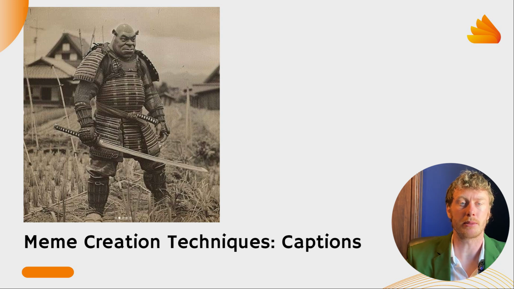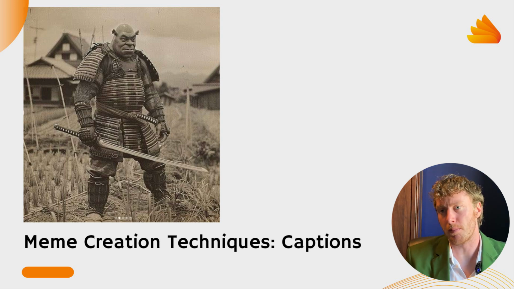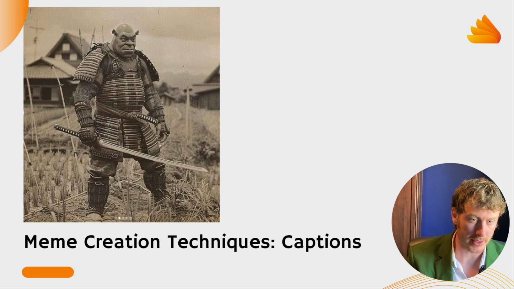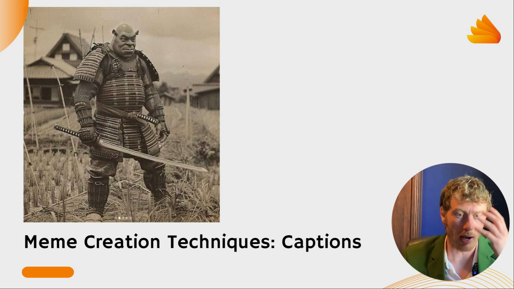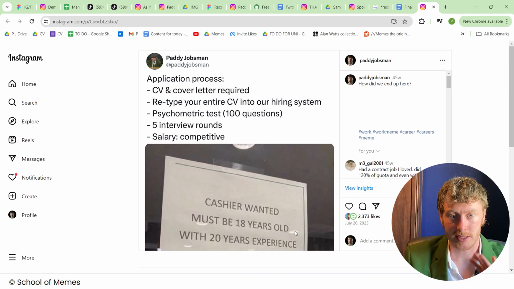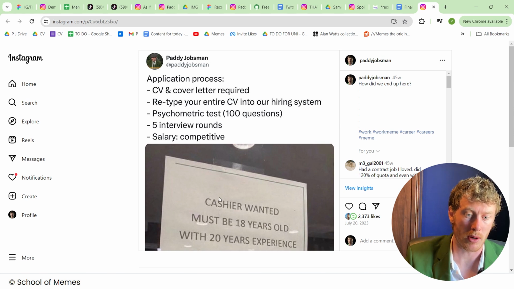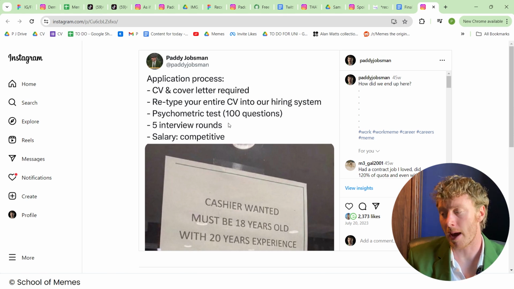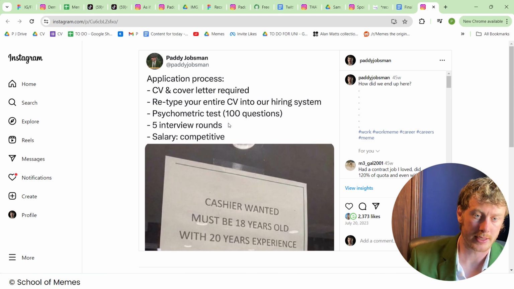So if you come across something that's crazy, that's just mental, that's related to your audience, you can simply repost it, but you can also add your own take to it. So I came across this image, "Cashier wanted, must be 18 years old with 20 years experience." Everyone knows how painful it is to get a job and go through the entire hiring process. So I just mapped that out and said "salary competitive."